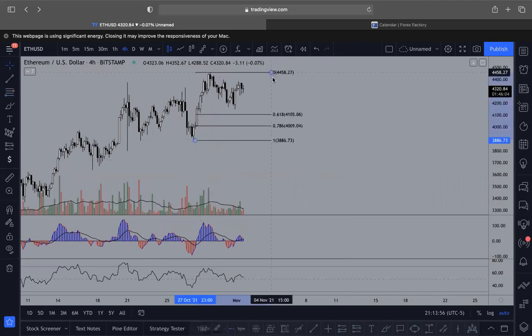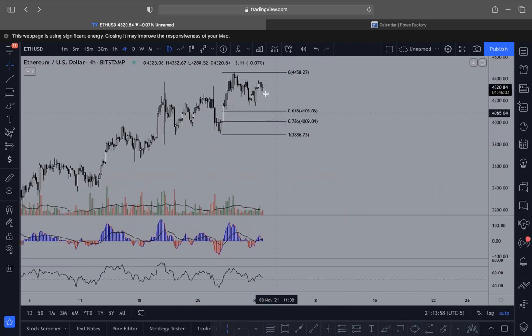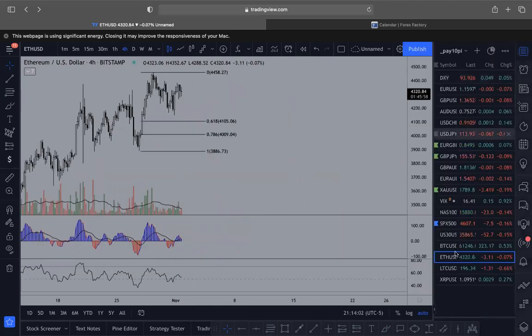Boom. So it hasn't quite dipped into it yet. It might make one more drop into it. That would be the swing that I look for on Ethereum.